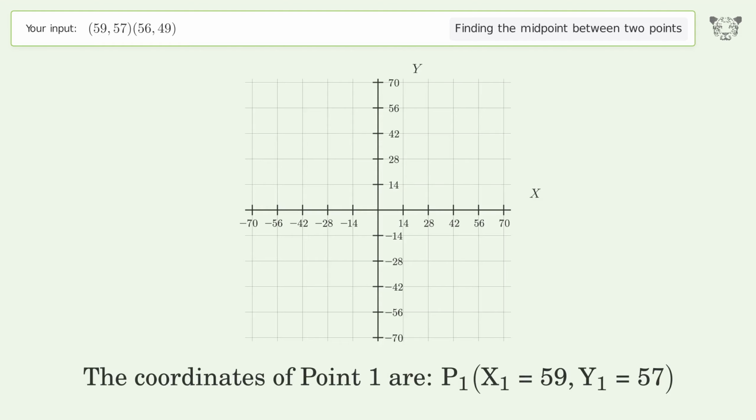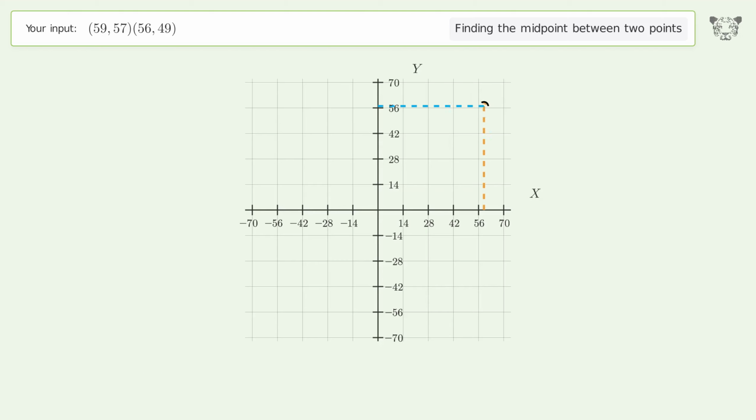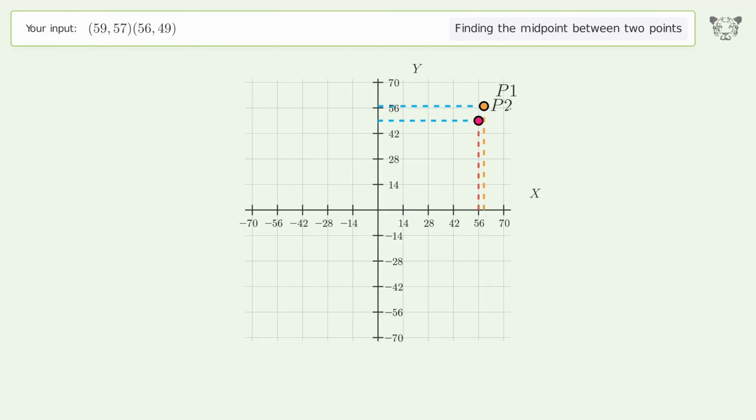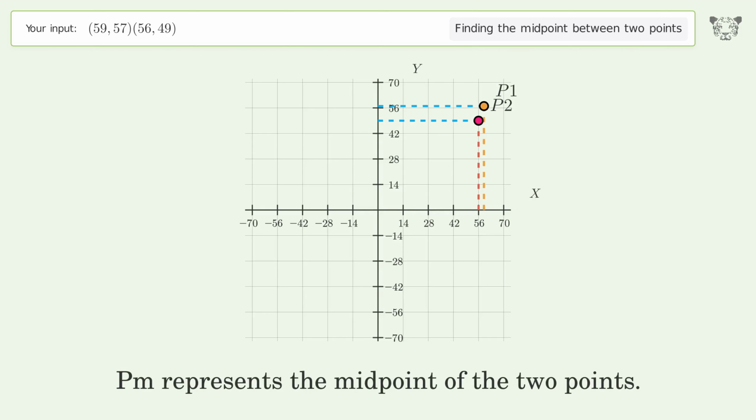The coordinates of point 1 are, x1 equals 59, y1 equals 57. The coordinates of point 2 are, x2 equals 56, y2 equals 49. PM represents the midpoint of the 2 points.